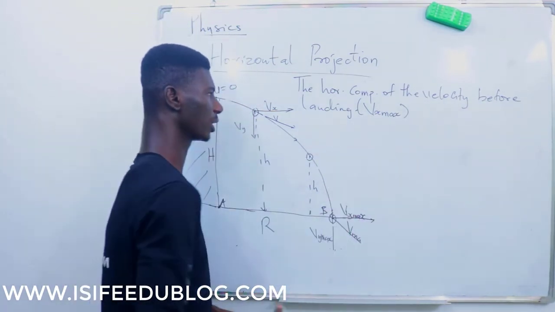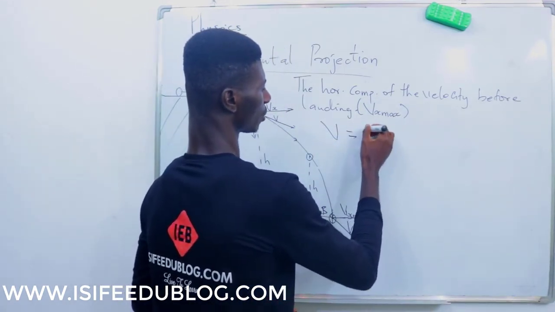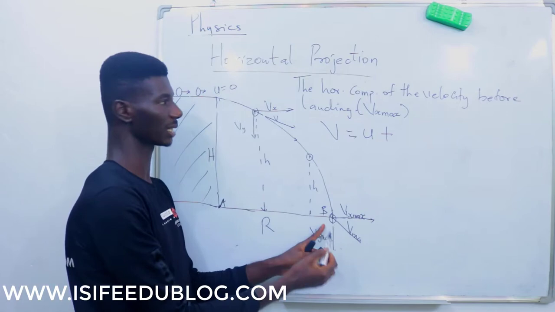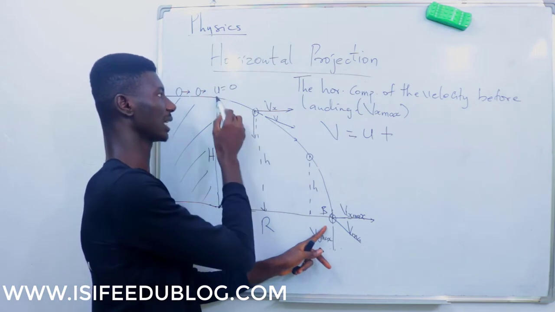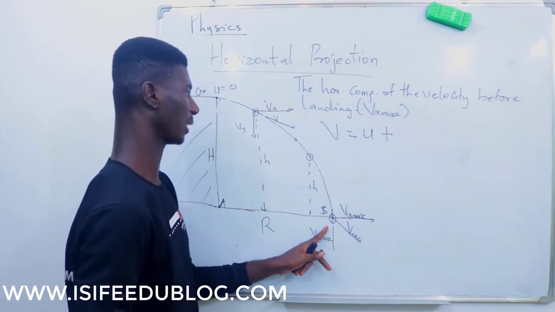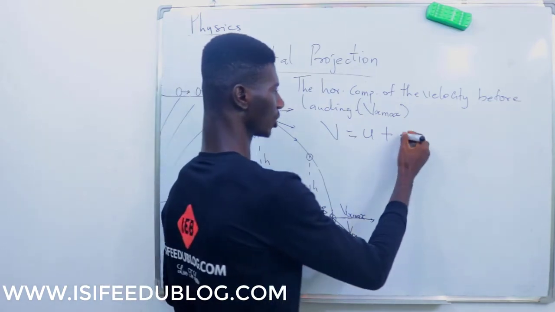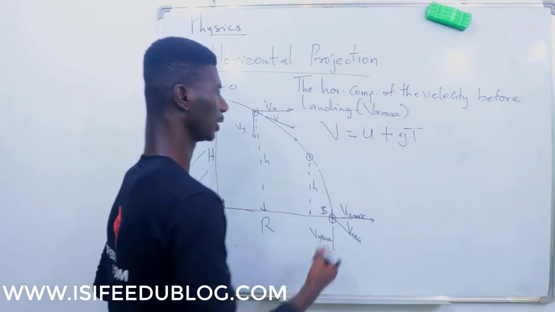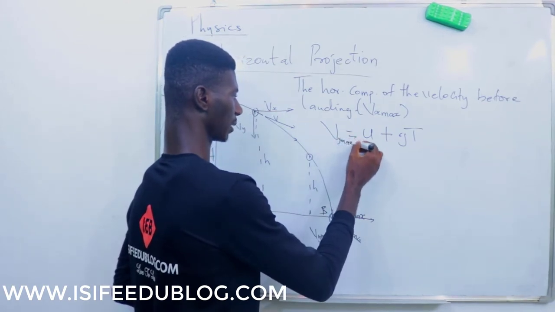Vx max. So using the equation of motion, any one you like, we have that V is equal to U plus, now before landing, everything is maximum. The time it will take from the point of projection to the point of landing is called the time of flight. So we are not making use of ordinary time because we are talking about before landing. So this is not just g small t but capital T. That's the difference. Before landing, so in this case, we are talking about Vx max.